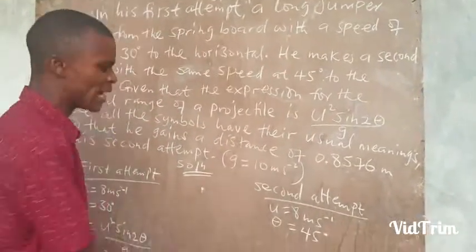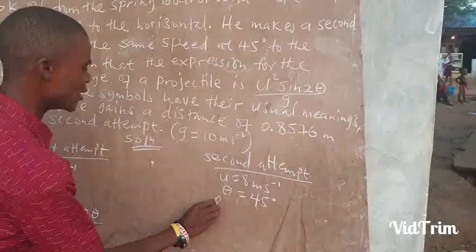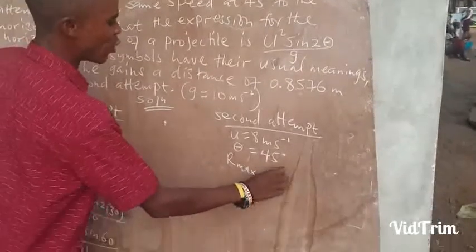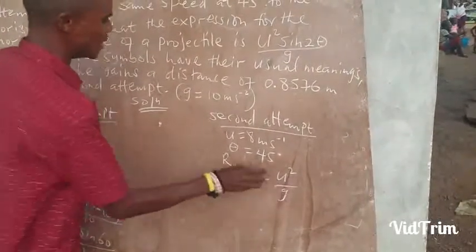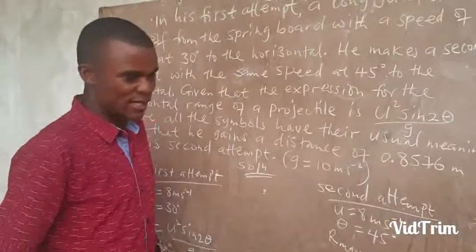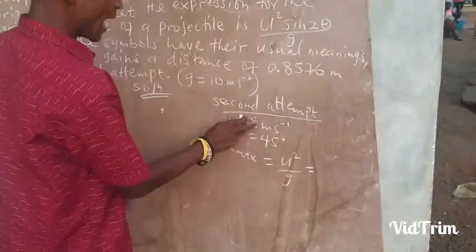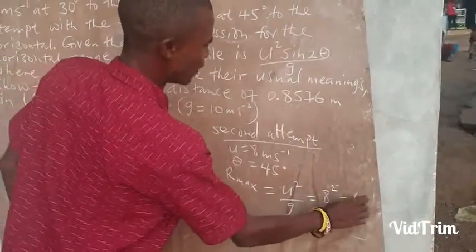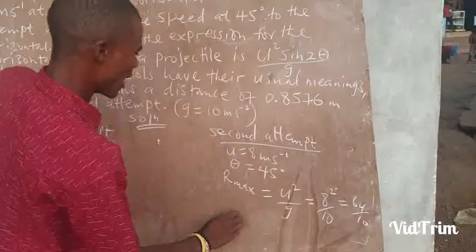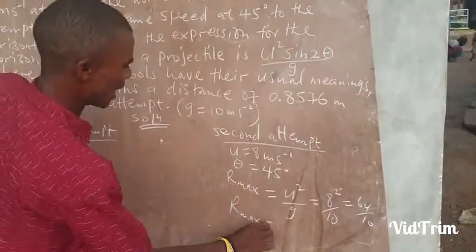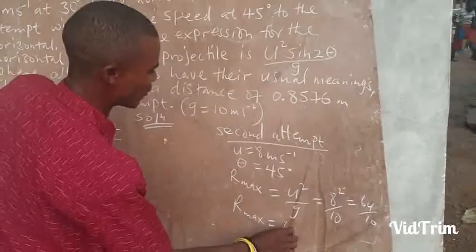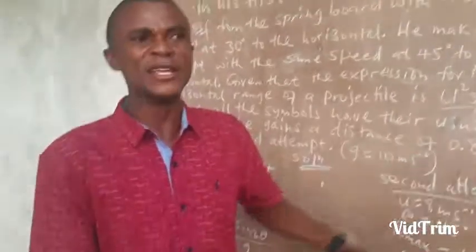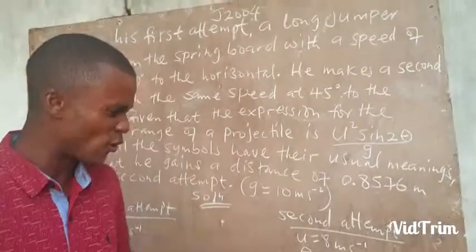And the formula we stated, anytime the angle of projection is 45, is maximum range. And the formula becomes only u square divided by g. No more sine 2 theta for range. So u is 8, that is 8 square divided by 10. 8 square is 64. When you divide that by 10, you get the maximum range as 6.4 meters. That is the range he got in the second attempt.